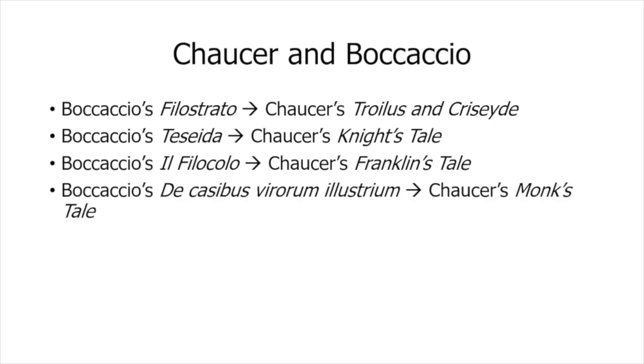And Boccaccio, like Dante and like Petrarch, not only wrote in Italian, but he also wrote in Latin. And he has a very long poem. Well, I can't remember if it's a poem, but it's in Latin. It's called De Casibus Virorum Illustrium, concerning the falls of famous men. And Chaucer used the basic idea of that long poem.